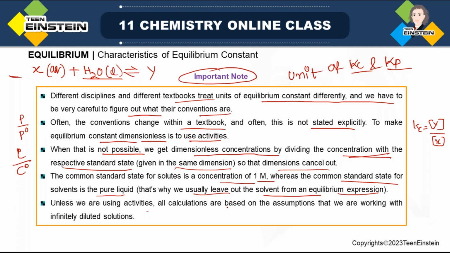Unless we are using activities, all calculations are based on the assumption that we are working with infinitely dilute solutions, because ideally activities should be used. But suppose activities are not used, and simply concentrations are used. By default it means that we are using a very dilute solution, that is, an infinitely dilute solution. Infinitely dilute solution means we are close to the ideal situation. So when you are close to the ideal situation, you can replace activities with concentration. If it is not specifically mentioned, then you have to understand that all calculations are based on the assumption that we are working with infinitely dilute solutions.